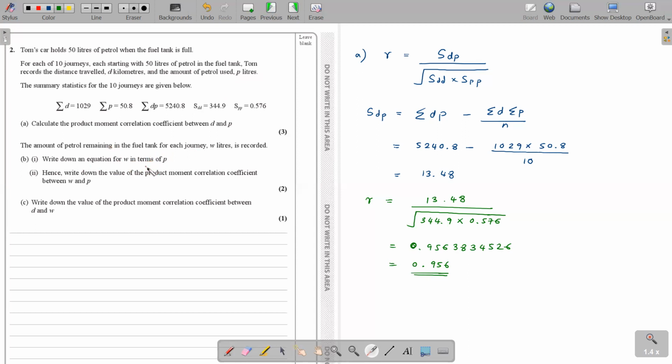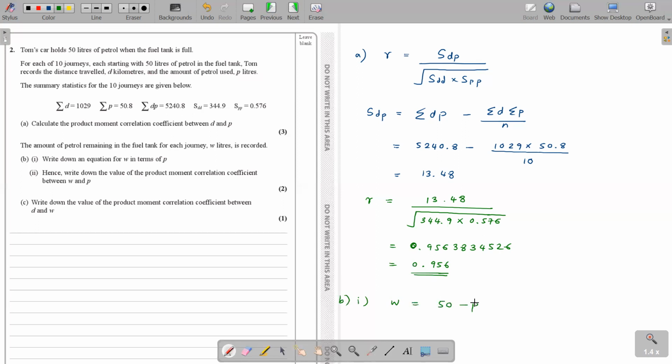It's not that difficult. Now they say every journey when Tom starts the journey, he starts with a full 50 liters of petrol. Each of the 10 journeys starts with 50 liters of petrol. So then, if W is the liters of fuel that's remaining, how do you represent W? W equals 50 minus P.